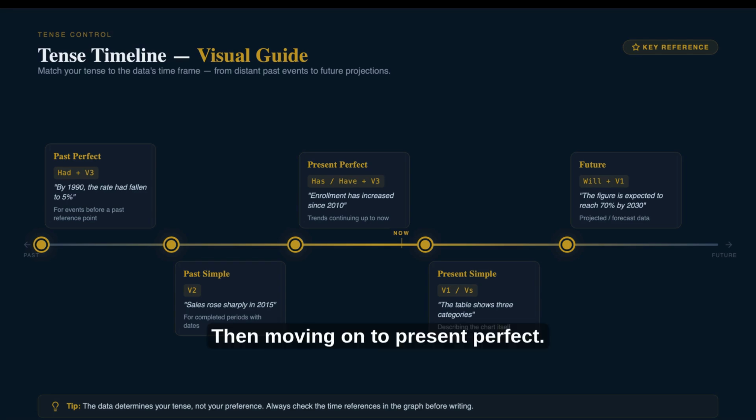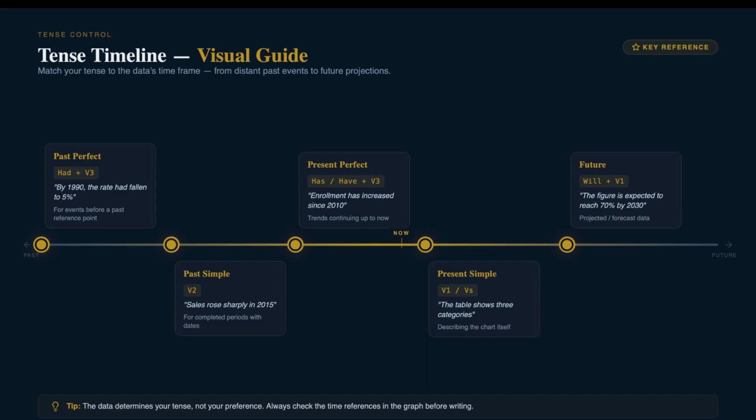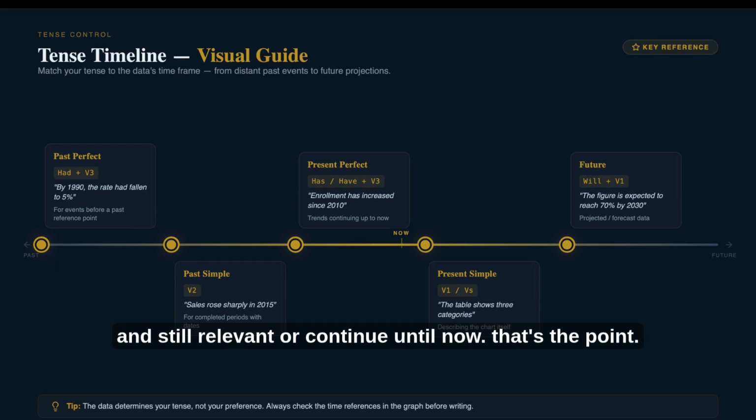Then moving on to present perfect. The main formula is have or has, followed by past participle or verb 3 column. For example, enrollment has increased since 2010. So we use it to describe trends continuing up to now. Again, normally we use present perfect to describe an event that happened somewhere in the past and is still relevant or continues until now. That's the point.